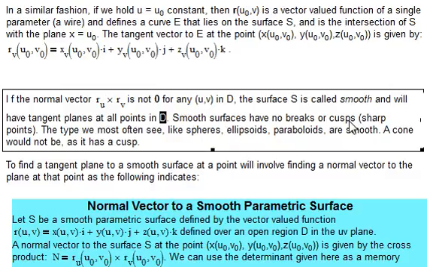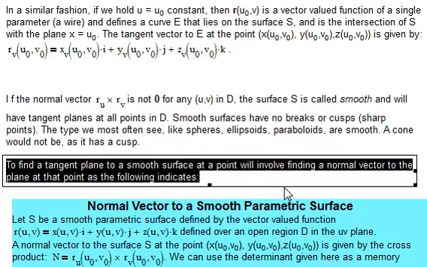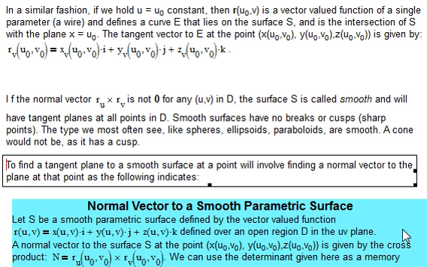So smooth surfaces have no breaks, no cusps, that means sharp points, and this is the type we most often see, like spheres, ellipsoids, paraboloids. They're all smooth. A cone would not be at one point, the center point of that. It has a cusp, and you couldn't think of a tangent plane at the cusp of a cone. But to find such a tangent plane to a smooth surface at a point, it will involve finding a normal vector to the plane at that point, as the following indicates.